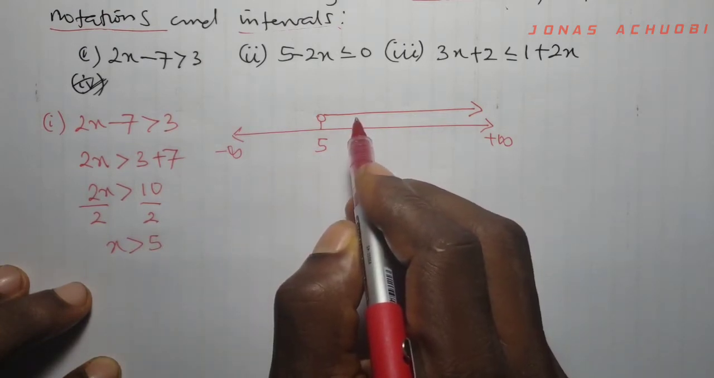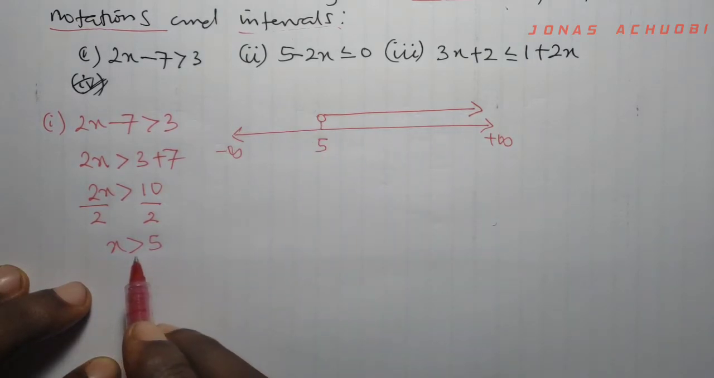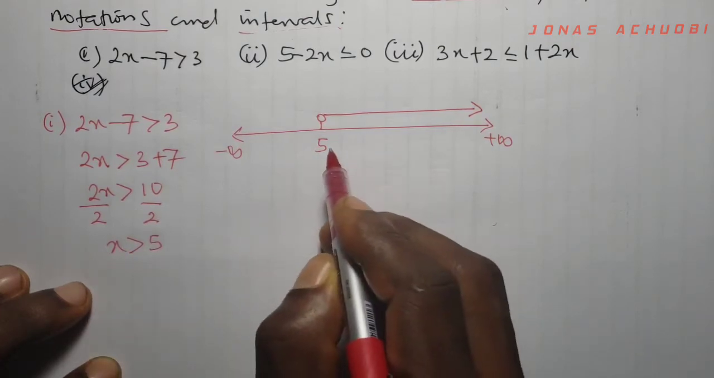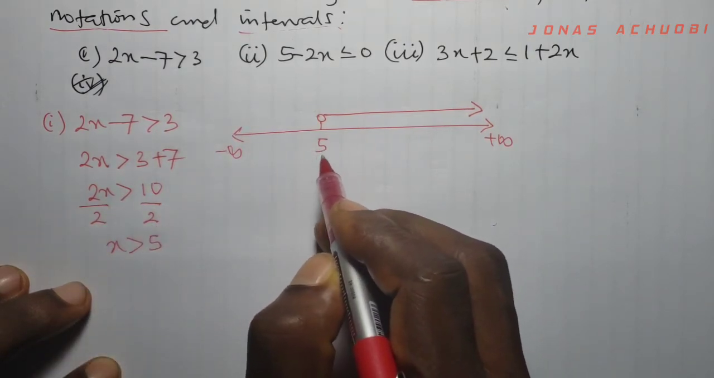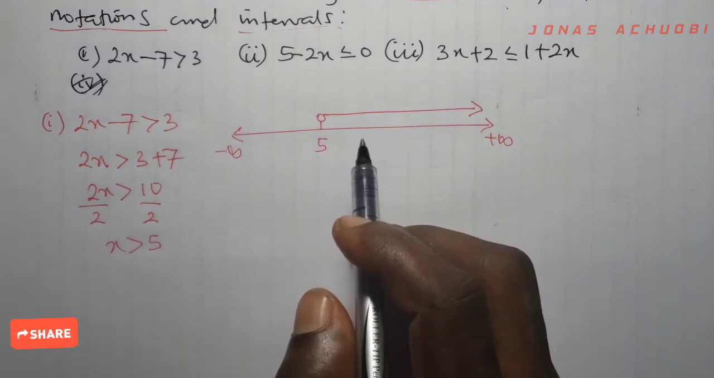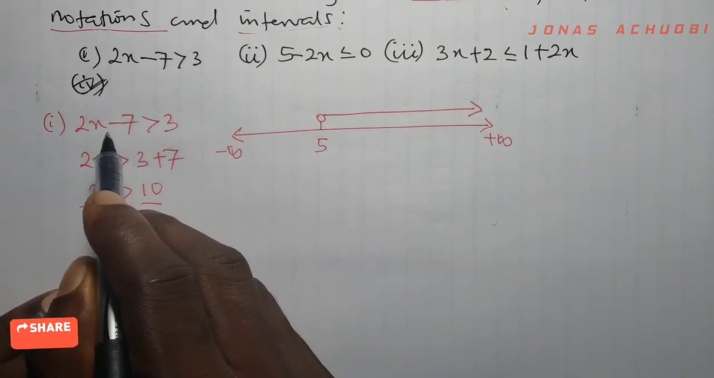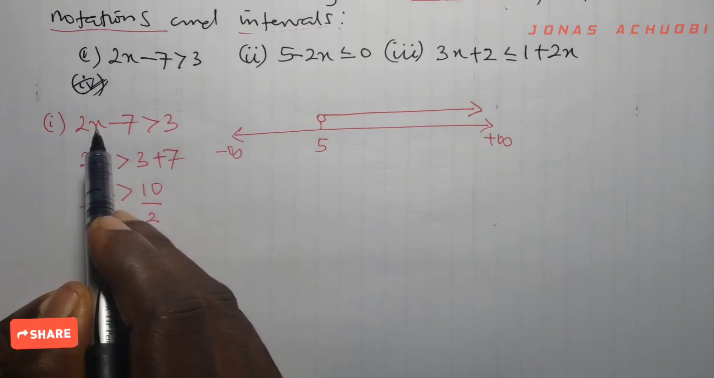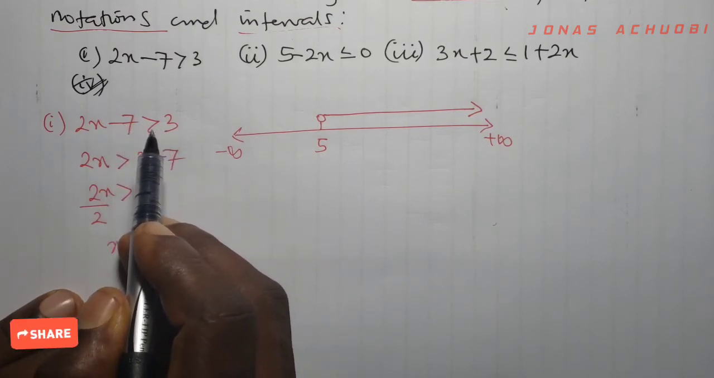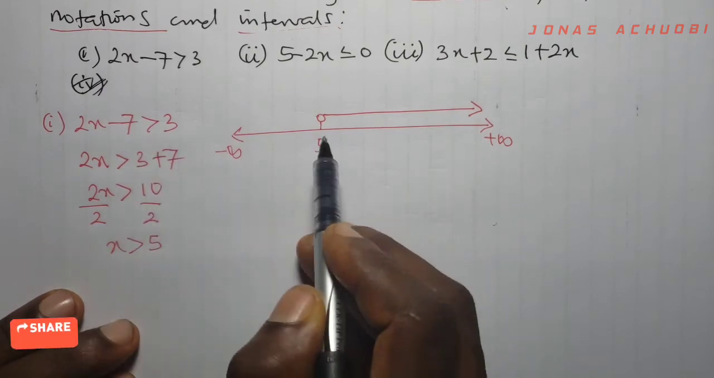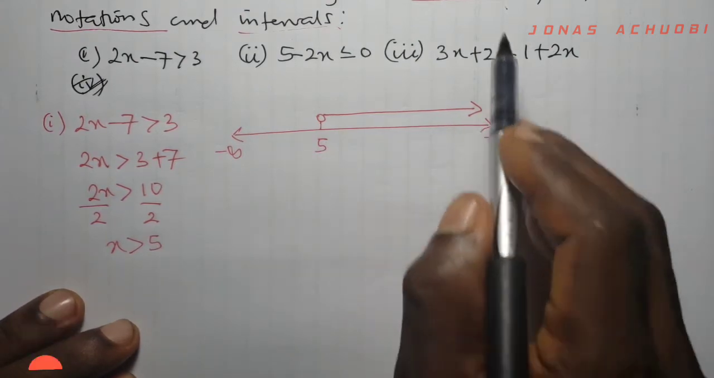Now take note of the fact that this ball here has not been shaded, it's left unshaded, and that is because the inequality here is strict. We said x is strictly greater than 5. What this implies is that in the solution region, 5 is not one of the solutions. We can even check to see that indeed 5 is not in the solution set. If we substitute 5 into the inequality, 2 times 5 is 10, and 10 minus 7 is 3. So we'll now have 3 greater than 3, which is not true, because 3 is not greater than 3, rather 3 is equal to 3. So this means that 5 is excluded from our solution set. That's the solution we have represented using a number line.